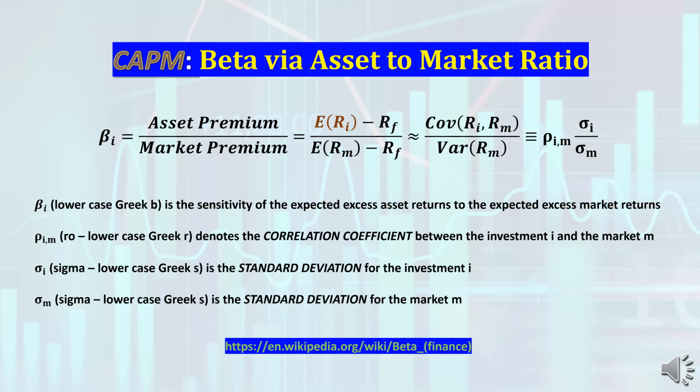The covariance, variance, rho, sigma I, and sigma M are all statistical terms that require more explanation at some later time, but not for this particular discussion at this time. Nonetheless, calculation of all statistics, except for rho, are part of this lecture.